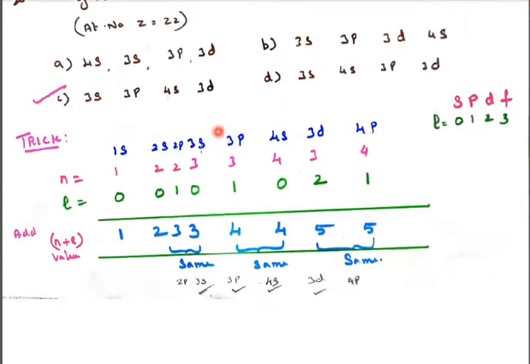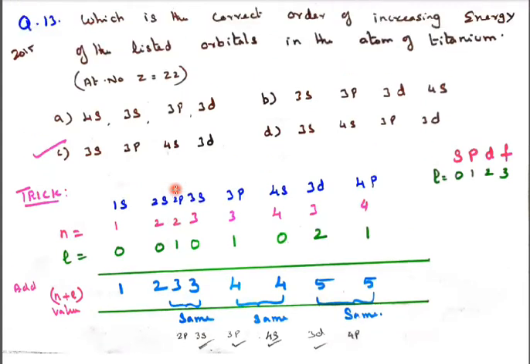This is very good now. Here is a trick for finding the order whatever the orbital is given. Find this trick and find out 3s, 3d, 4s, 3p and 3s, the electronic configuration of titanium.